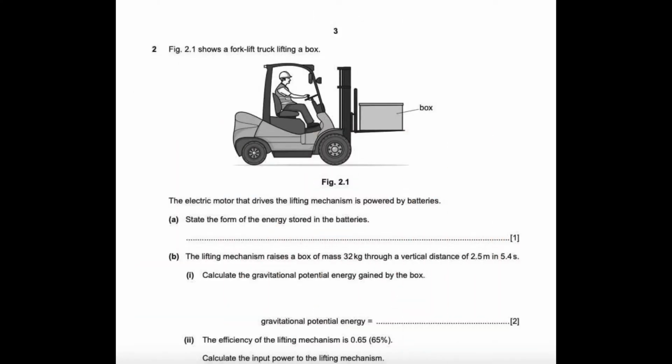Guys, let's return back to solve question number 2, paper 4, 2018 May June. Figure 2.1 shows a forklift truck lifting a box. The electric motor that drives the lifting mechanism is powered by batteries. A. State the form of the energy stored in the batteries. As you know, in the batteries we have chemical energy.